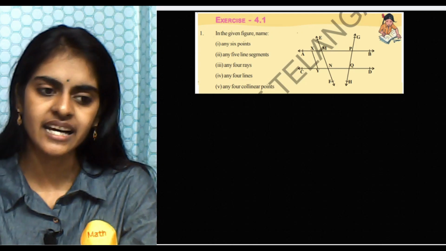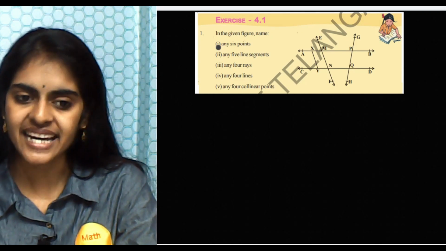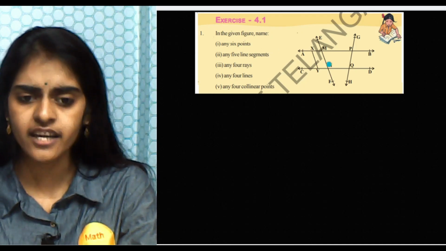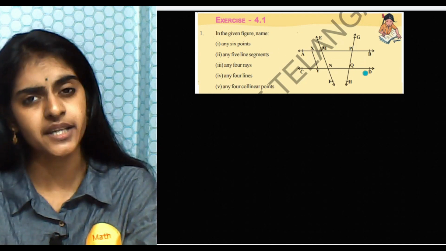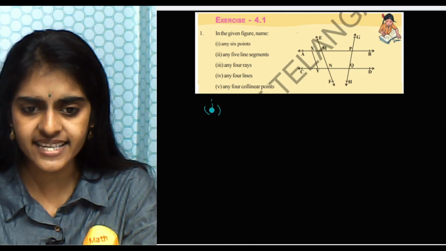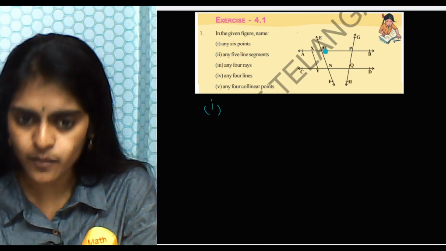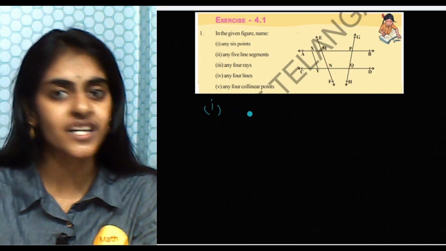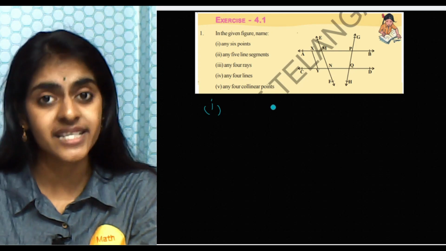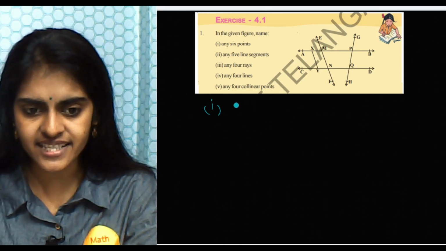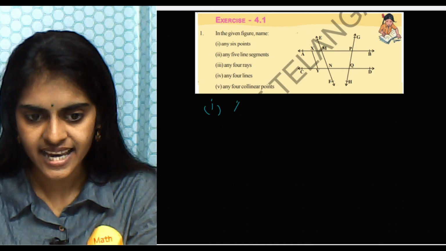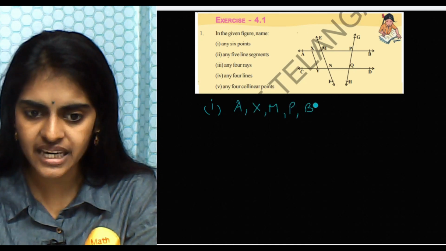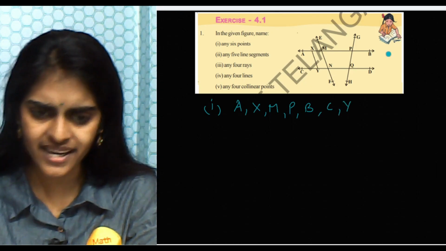In the given figure, name any 6 points. So you have to name any 6 points. Here you can see in the figure you have multiple points. Just name any six. See, A is a point, X is a point, M is a point, P is a point, B is a point. All the points are represented by capital letters. So let us take any 6 points: A, X, M, P, B, C, Y, and so on.